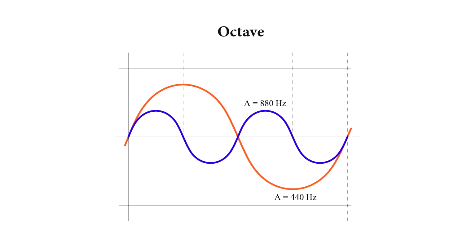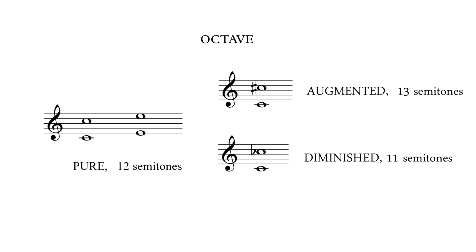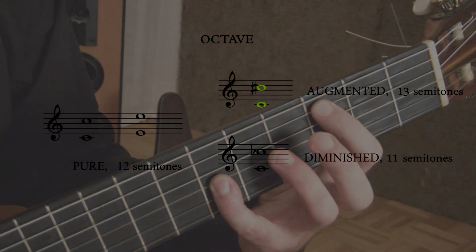The octave. The octave is the most consonant interval. The higher note has exactly twice as many frequencies. A pure octave has 12 semitones. In rare cases, an octave can be augmented or diminished. An augmented octave would of course have 13, and a diminished octave would have 11 semitones.